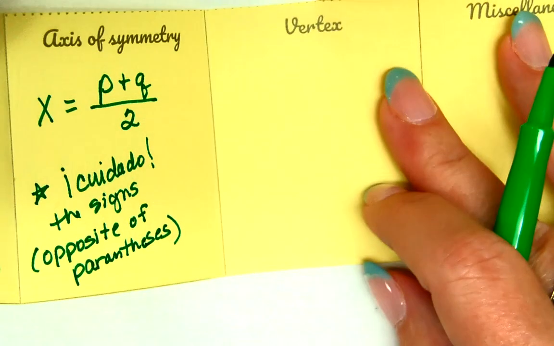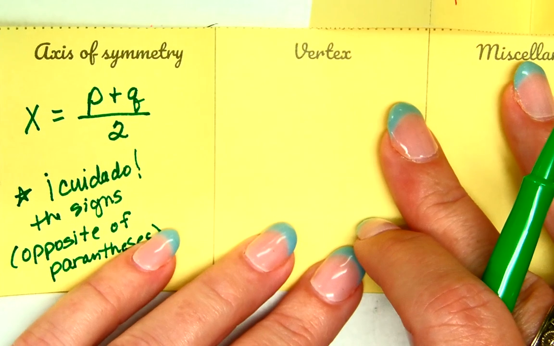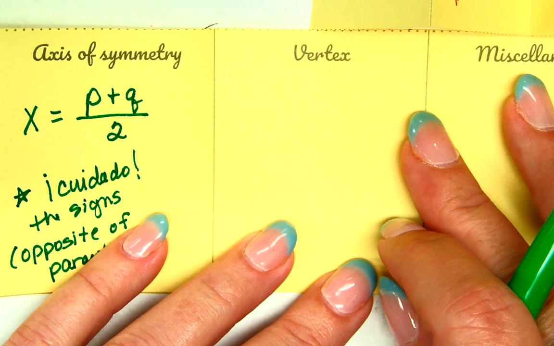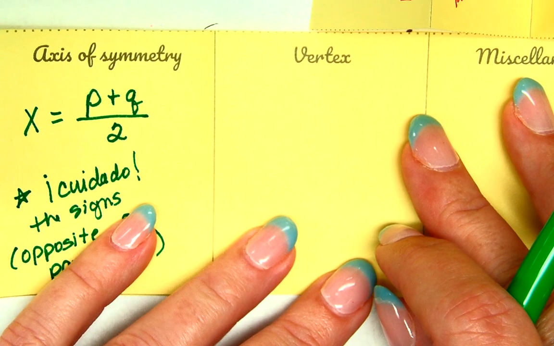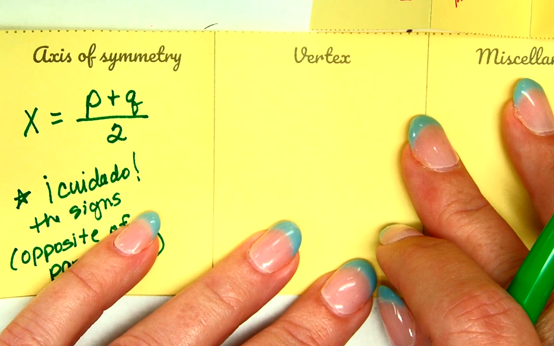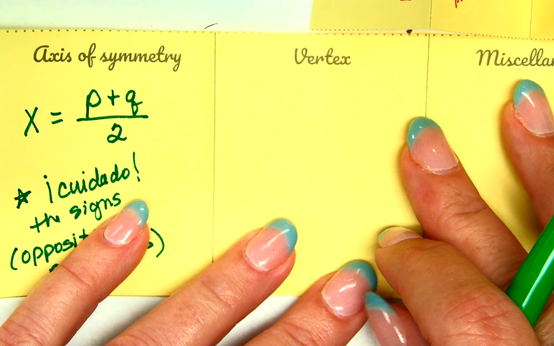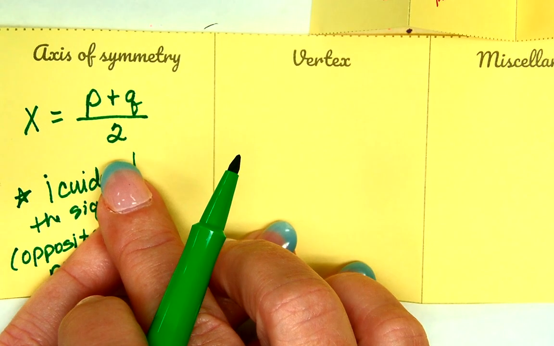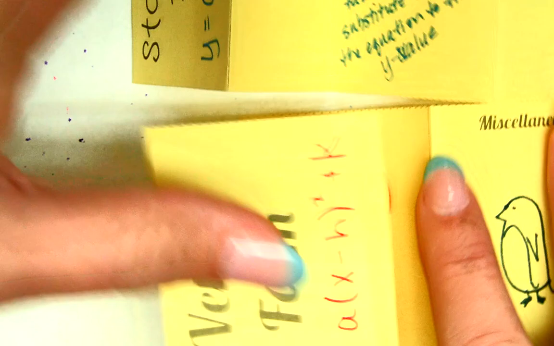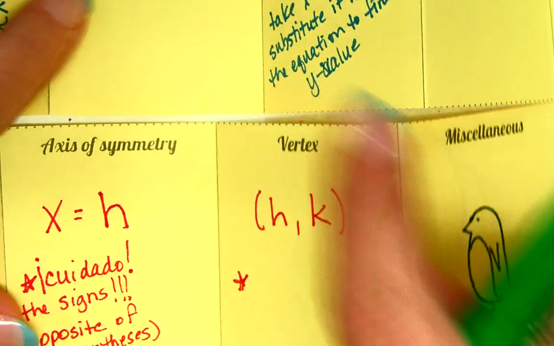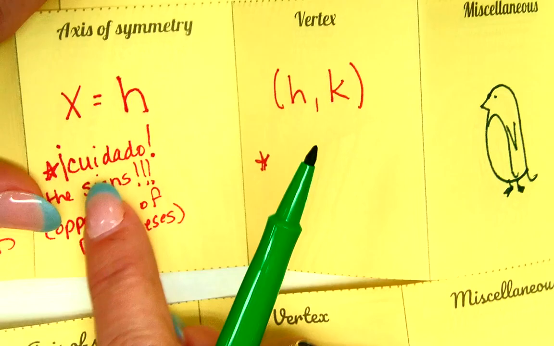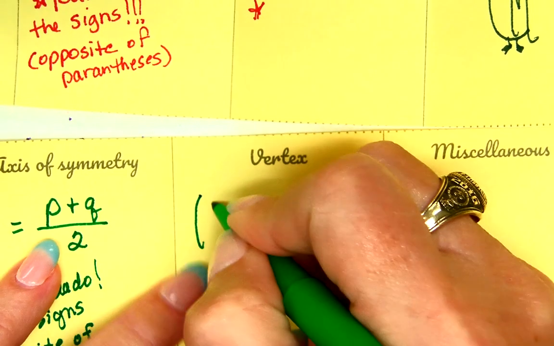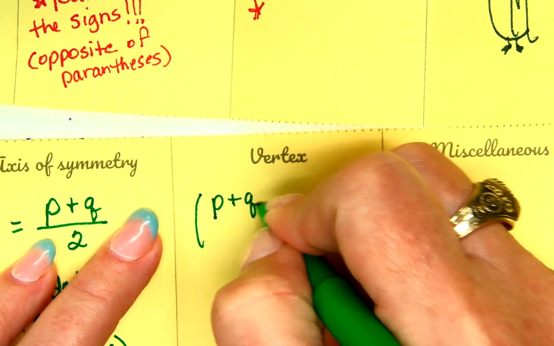What's the x-coordinate of the vertex? Can you tell me that? So just P plus Q over 2 again? Is that the same for all of these? Is the axis of symmetry the x-coordinate of the vertex? Yes. So P plus Q over 2.